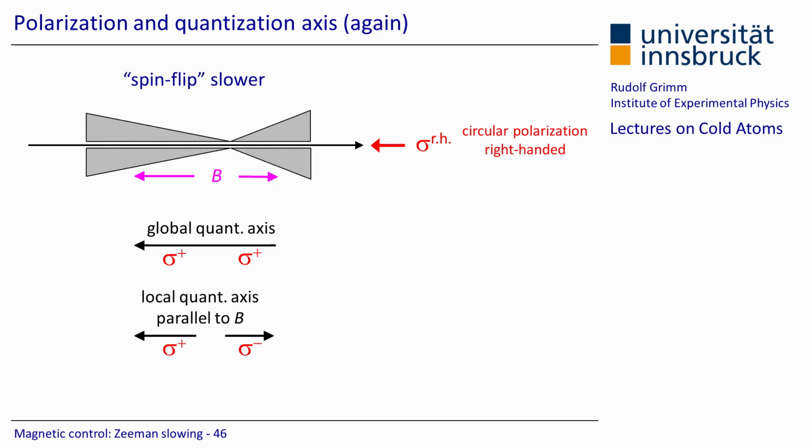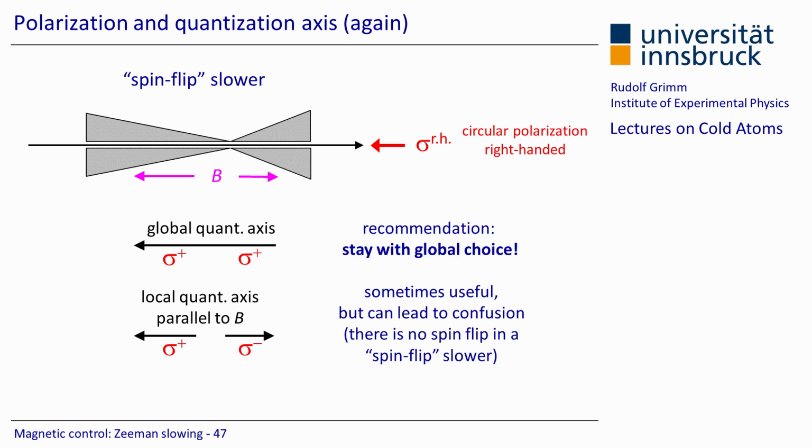I don't like it very much, but people often use it in the lab. I don't have a better suggestion. But my recommendation in general, if you deal with polarization and different quantization axes, is to stay with your global choice. Unless there's a really strong reason for changing it, stay with your choice of the quantization axis and interpret the whole physical problem with this global quantization axis. A local quantization axis can sometimes be useful, but this can also lead to confusion. There is no spin flip in a spin flip slower. This highlights this very clearly.